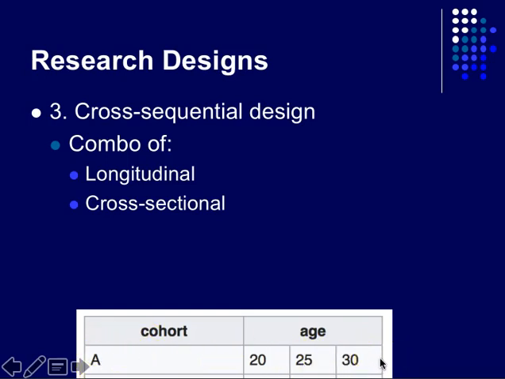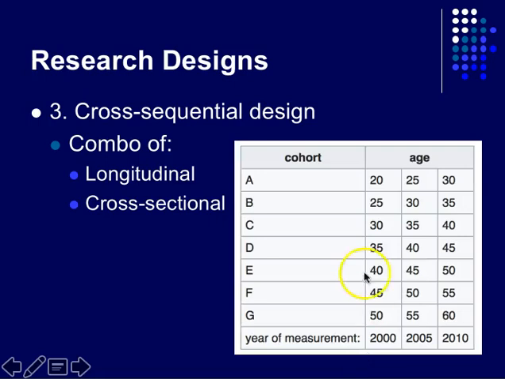So let's put these together. So that's the longitudinal part because it takes a long time going across many years. And here's if you put the two of them together. So this would be an example of a cross-sequential design. You have this cross-sectional part, and then you follow them across time. So each group is measured at multiple times, and they start at different ages.